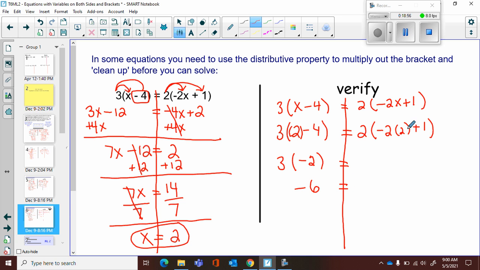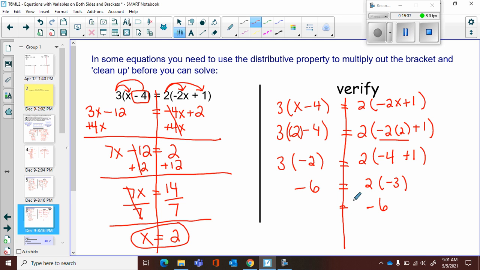So now let's work out our right-hand side. We've got our brackets that we have to do first. And inside the brackets, we have multiplying and we have adding. So inside the brackets, we need to start with the multiplying first. Okay, so that -2 times 2. Everything else is going to stay the same. -2 times 2 is -4. Keep our +1. Now let's finish off our brackets. -4 plus 1 is -3. And now we can do 2 times -3, which is -6.